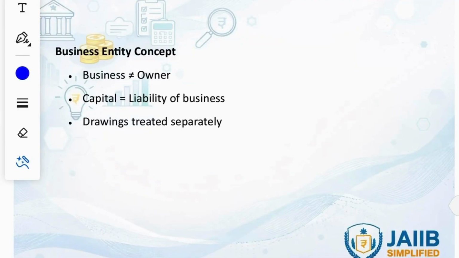Now let's come to business entity concept. In this concept, owner is separated from the business. Owner is not equal to business. Capital is always a liability, and personal expenses are excluded from business account. Then only this ensures clarity in financial reporting. Always remember, capital is liability.